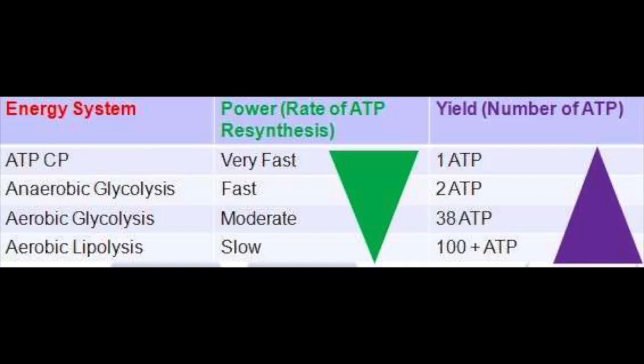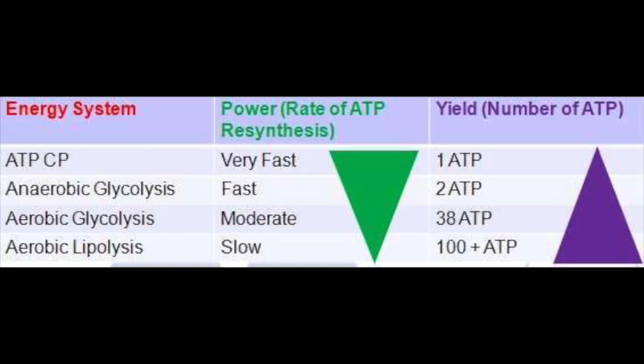The next energy system going down is anaerobic glycolysis or lactic acid system. That again produces energy very, very quickly, and that produces ATP at about a 2-to-1 ratio. So 1 molecule of glucose to 2 molecules of ATP, which isn't very much. But the good thing about that is that it produces very, very quickly. The bad thing is that it starts to produce a waste product called lactic acid.